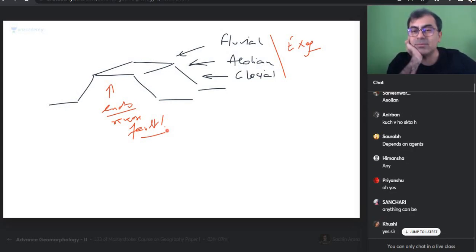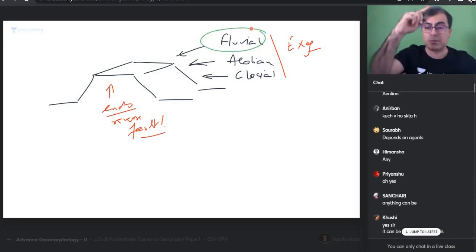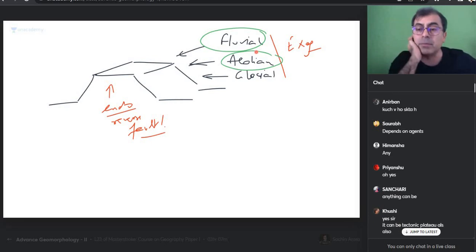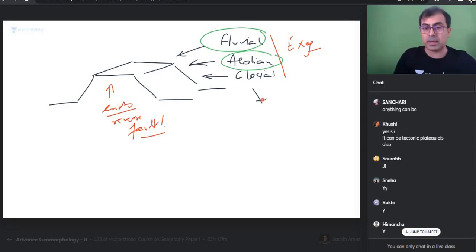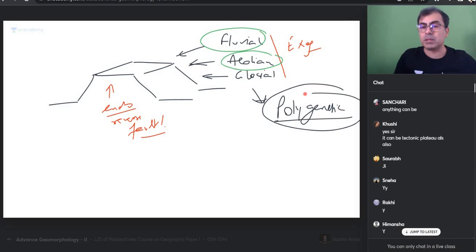True. अच्छा, if it's a landform which is old, probably it had undergone fluvial when it was in the fluvial times. बाद में ये Aeolian भी हो गया. It can be a cocktail also. Possible. Can be a mix of two. So in reality, most landforms are polygenetic.